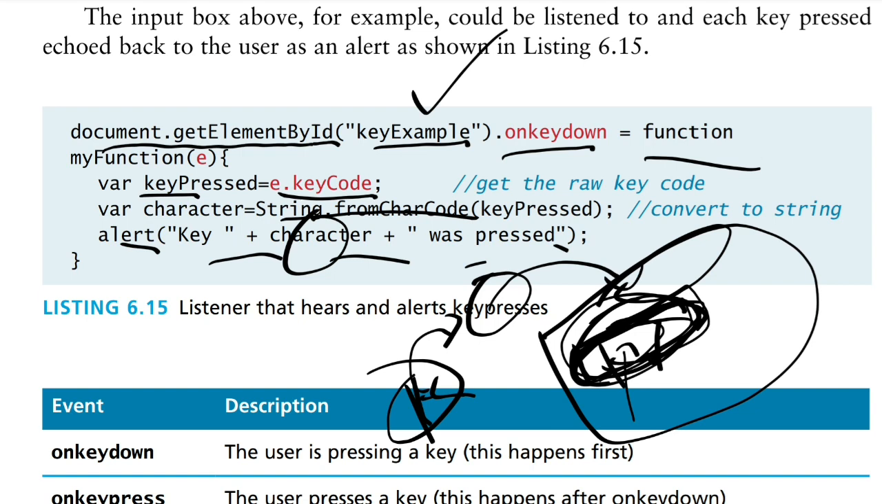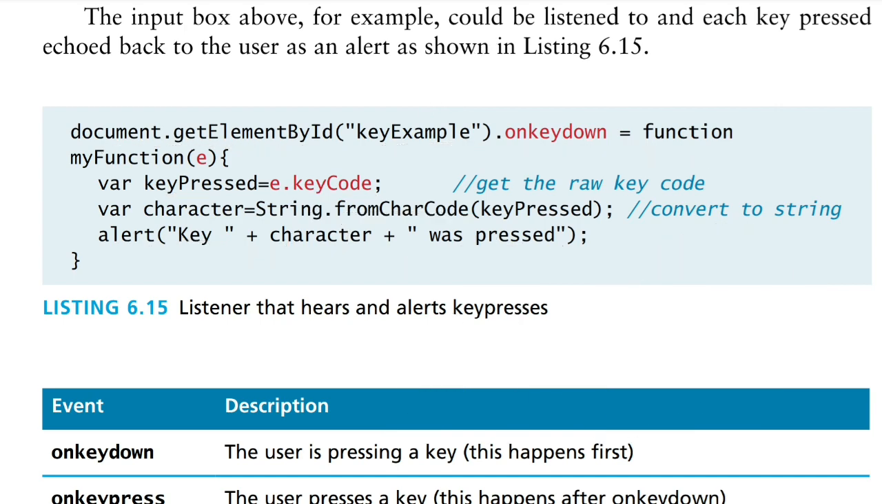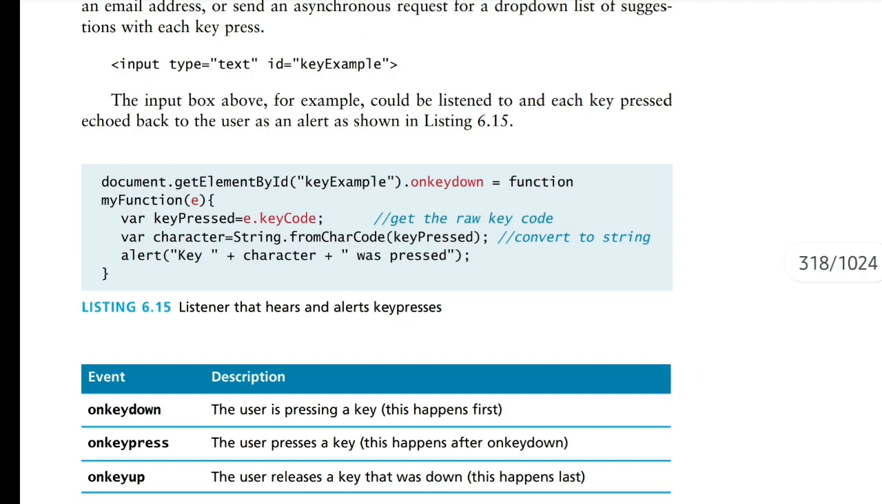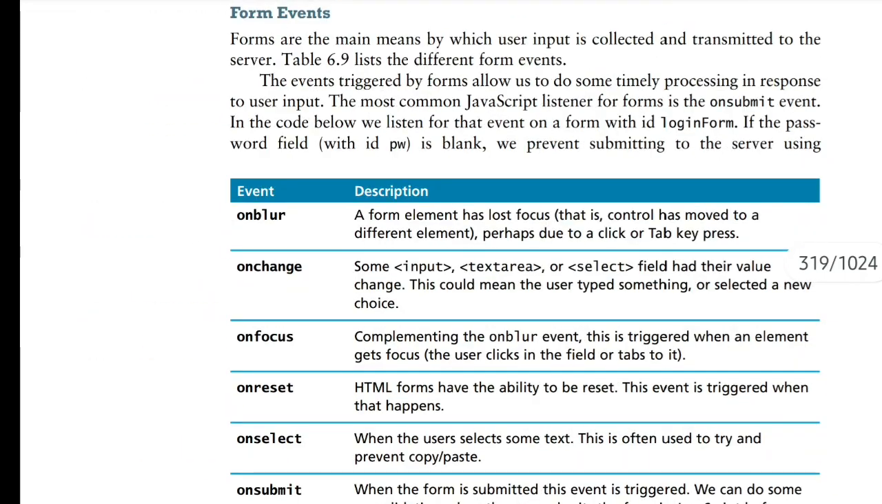So if I type here k, it will display you typed k, like for example key k was pressed, and if I press x, it will show x was pressed. Okay, that is known as the key listeners. And the two things, the mouse listeners and the key listeners. Then we have the form events.